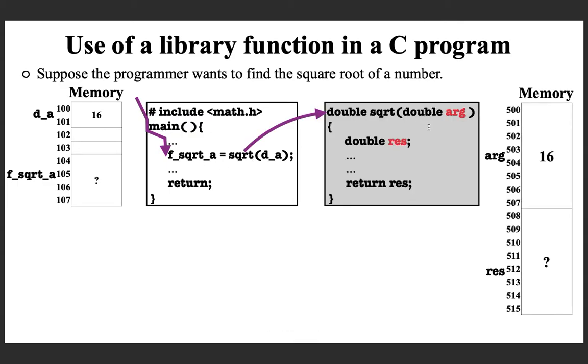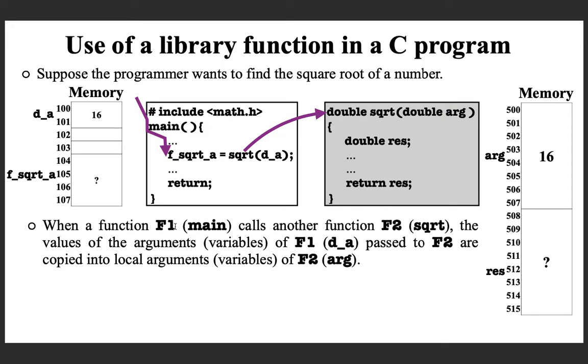Now this function is executed. The moment that function is getting executed, its variables are getting memory allocated. You can see two variables at least, arg and res. Both are double precision variables. So 8 bytes of memory are getting allocated to arg and res. And what is this function called?